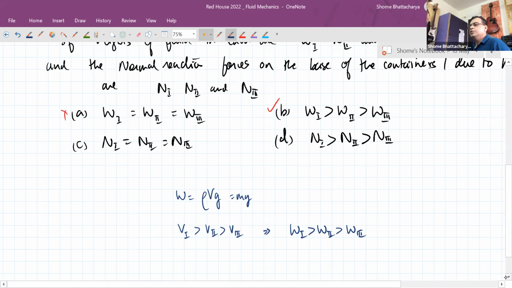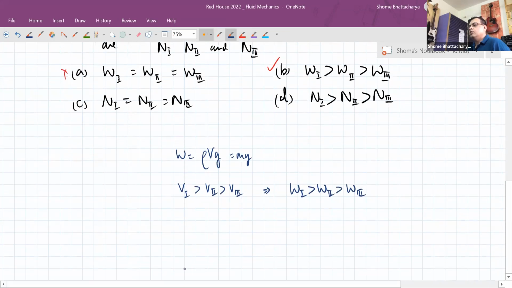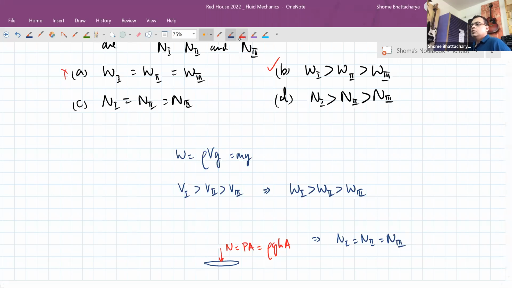But then at the same time, when you consider the normal reaction on the bottom floor of each container, you can see that the normal contact force because of hydrostatic pressure should be equal to pressure into area. So that should be equal to rho g h into area, whatever that base area is. So from this, what we figure out is the same level of water in each one, so N1 should be equal to N2, should be equal to N3. So this explanation should suffice to understand why B and C are the correct options.